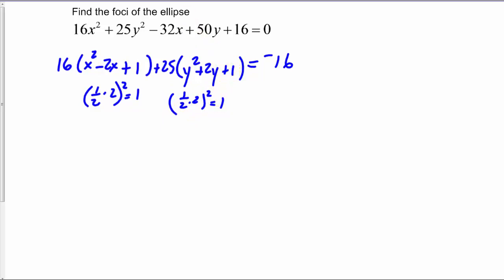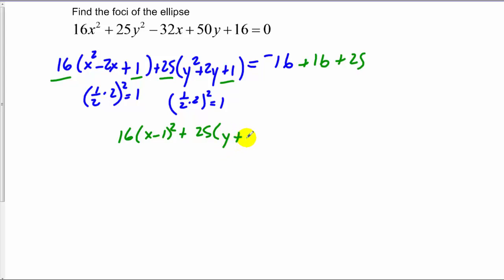Now you'll have to notice, though, I have to keep my side balanced. It appears that we've added 1 to both sides. However, we really added more than that. Because we're multiplying, I've added a multiple of 16 times 1 and 25 times 1 to both sides. So I'm going to add 16 and 25 to both sides, thus giving me 16 times x minus 1 quantity squared plus 25 times y plus 1 squared is equal to 25.